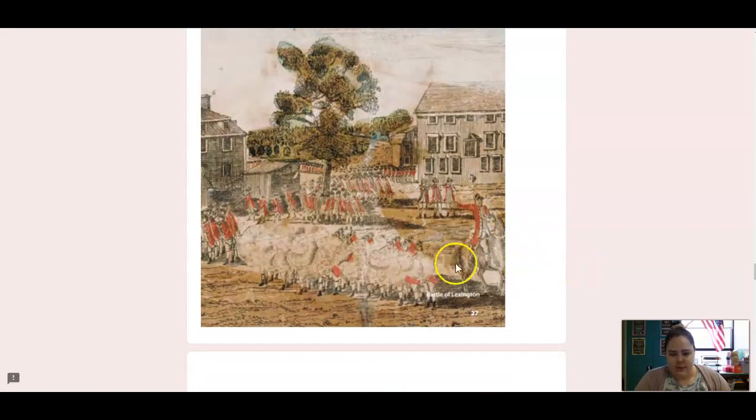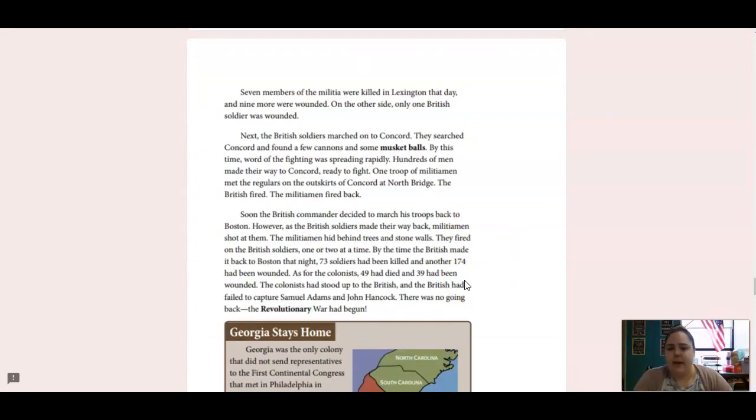And this is showing the Battle of Lexington happening. So redcoats firing, the militiamen were firing. 7 members of the militia were killed in Lexington that day, and 9 more were wounded. On the other side, only 1 British soldier was wounded.